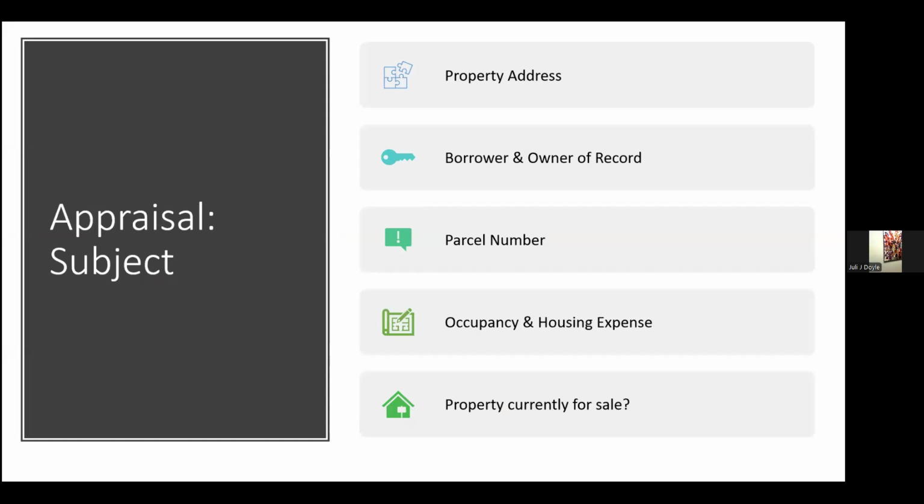And so we're going to go over the following subjects and maybe one more. We're going to talk about the property address, the owner of record, parcel numbers, occupancy and housing expenses, the property being for sale and stuff like that. And just things that you want to look out for and things that you could teach your processors to look out for. I totally encourage you to tell your processors to come back and look at this video.